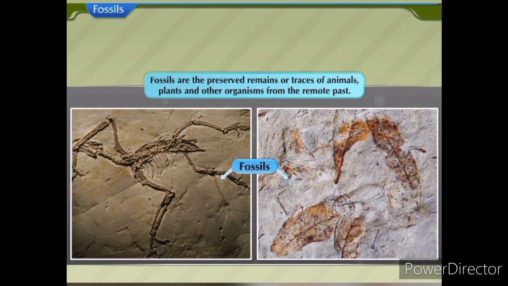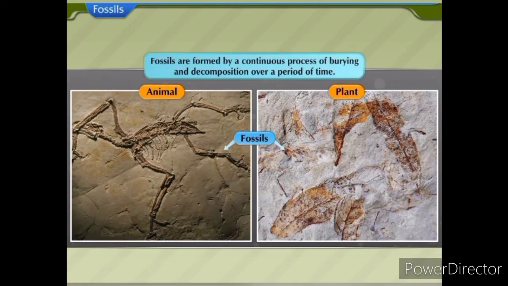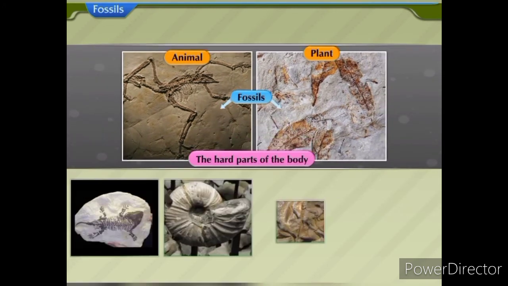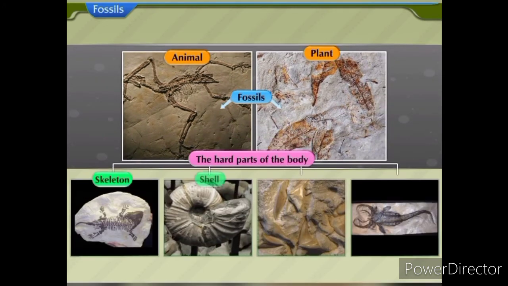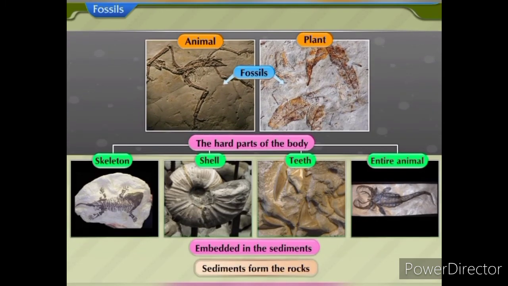Fossils are the preserved remains or traces of animals, plants, and other organisms from the remote past. Fossils are formed by a continuous process of burying and decomposition over a period of time. The hard parts of the body like skeleton, shell, teeth, and occasionally the entire animal are found embedded in the sediments. These sediments form the rocks.